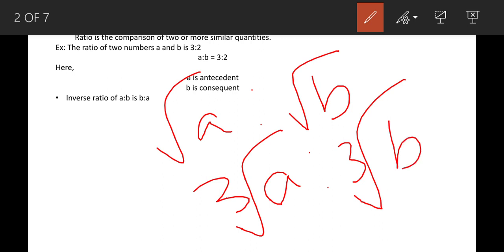It is subtriplicate ratio. These formulas are very important to remember because we will be getting this type of question. They will be giving an example in the exam, like if the ratio of a and b is 3:2, find the subduplicate ratio. Then we have to write square root of 3 is to square root of 2.